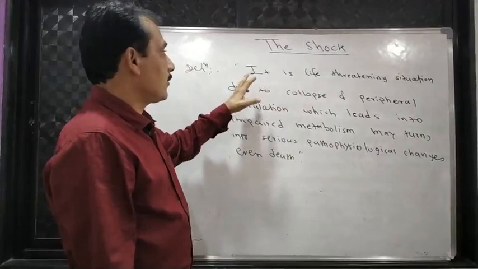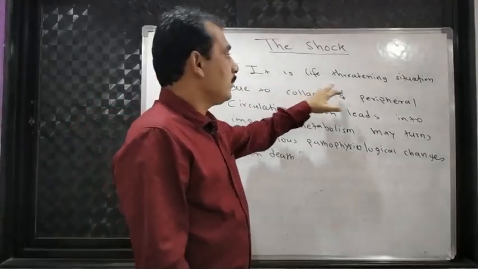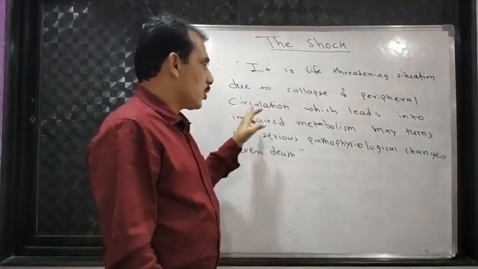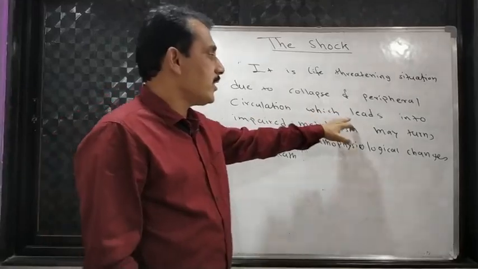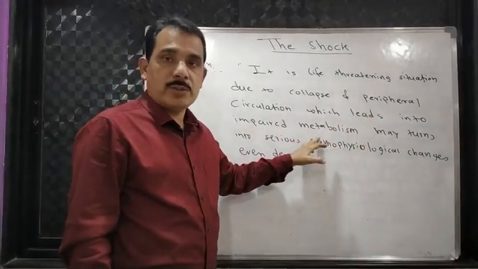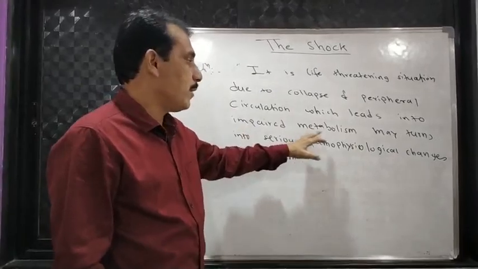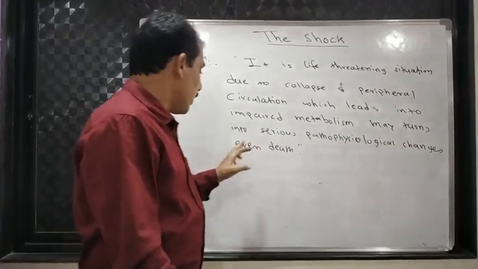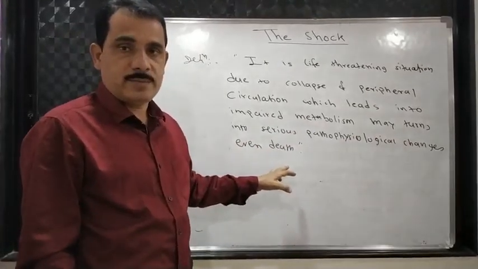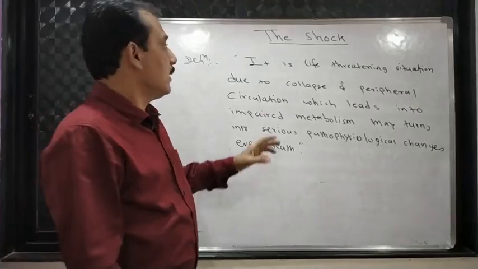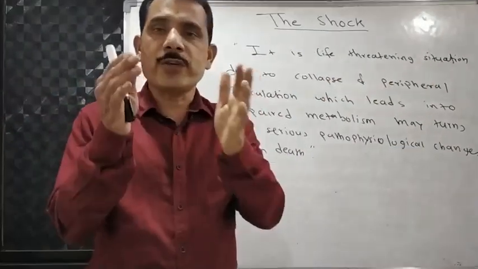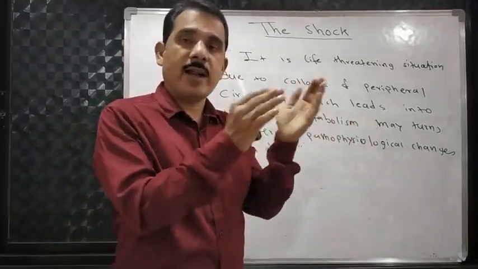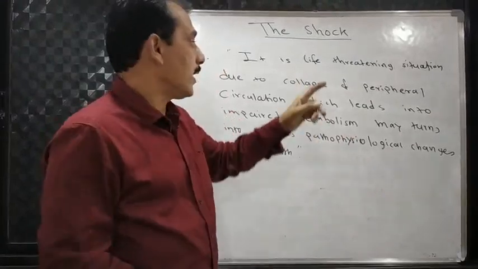So what is it? Shock. It is a life-threatening situation due to collapse of peripheral circulation, which leads to impaired metabolism. Impaired metabolism may turn into serious pathophysiological changes, even death. This is called shock. So what is a life-threatening situation? It's a situation which threatens the life. The patient may die, or the patient may recover.